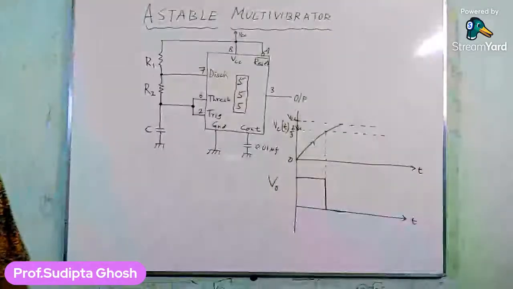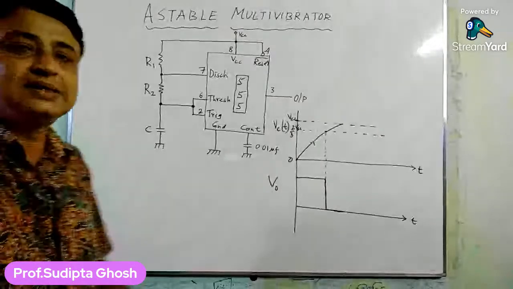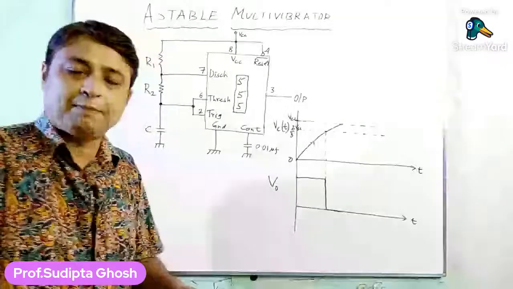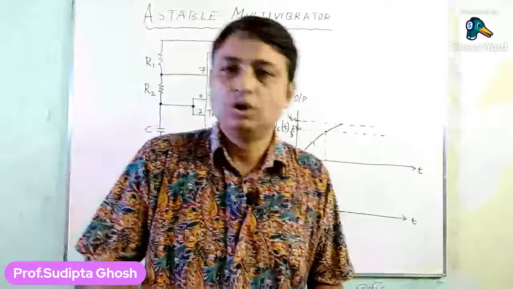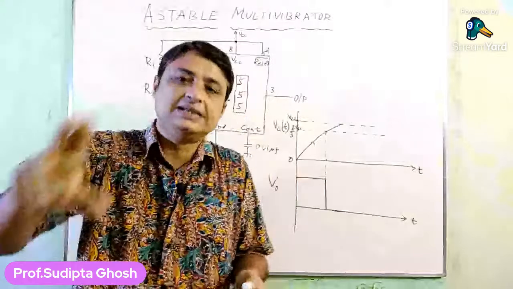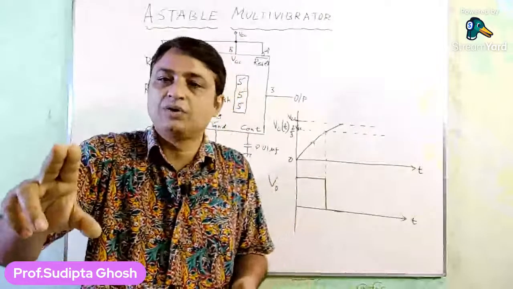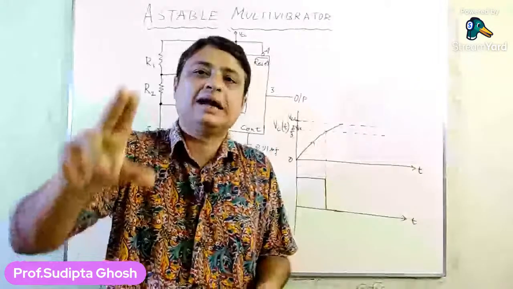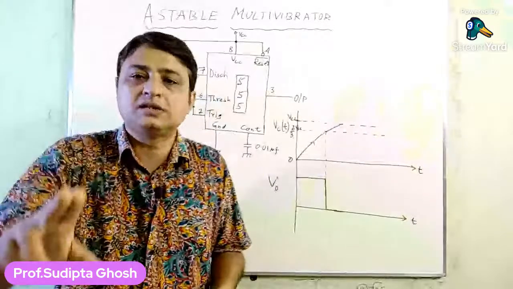the transistor will be in its saturation mode, and as a result the capacitor is again shorted to ground. The capacitor C, which was charging, as the voltage reaches 2/3 VCC, is now shorted to ground, and from the value of 2/3 VCC, it starts to discharge.